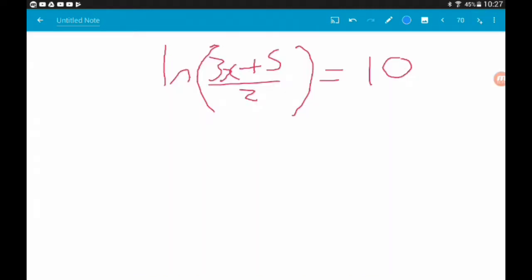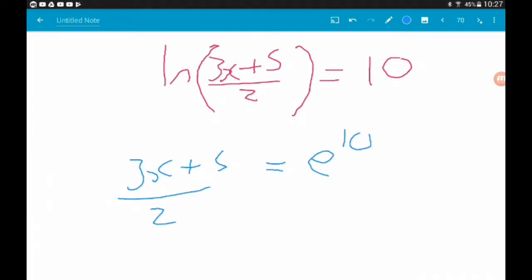Okay, example 1, we want to solve the natural log of (3x + 5)/2 is equal to 10. So, how are we going to do that? Well, to cancel out the natural logarithm, we exponentiate both sides. So on the left, we get left with (3x + 5)/2 is equal to e to the power 10. And now we simply chip away everything on the left to get x on its own.